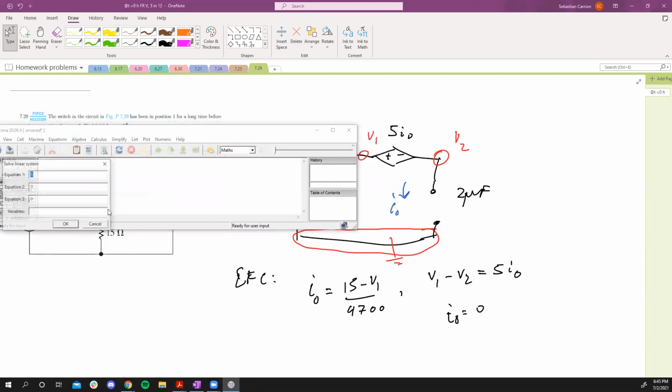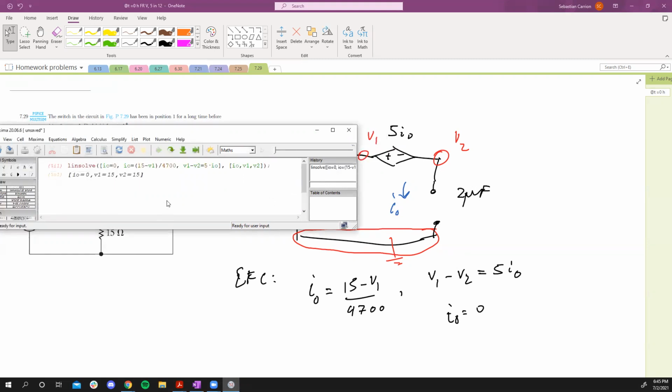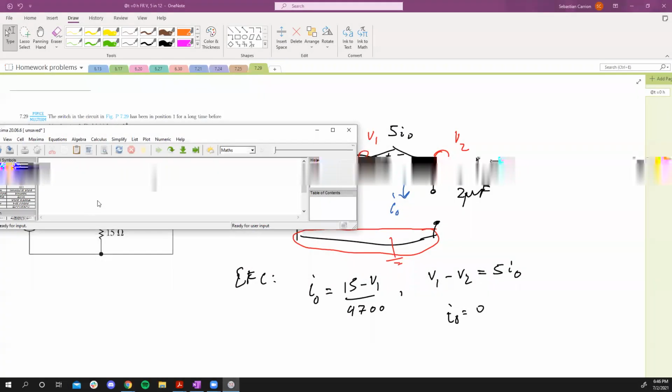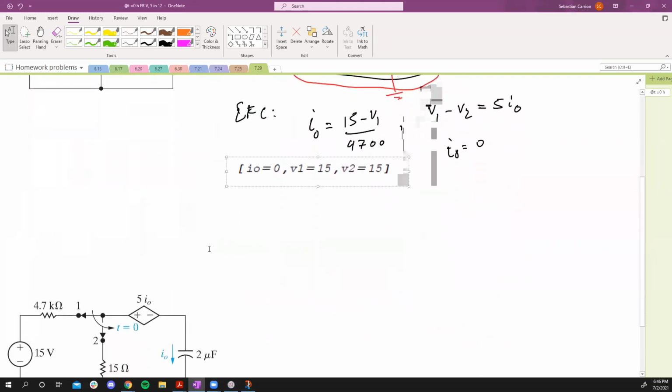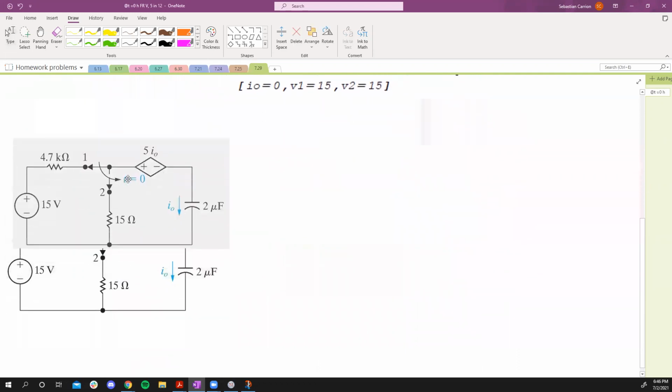So yeah, 3 equations. i0 equals 0. i0 equals (15 minus V1) over 4700. And then V1 minus V2 equals 5 times i0. i0, V1, V2. Cool. Right, okay, so I'm glad I put this here.